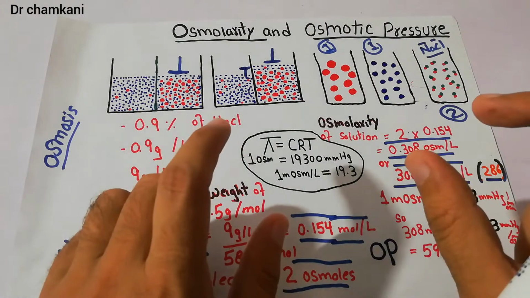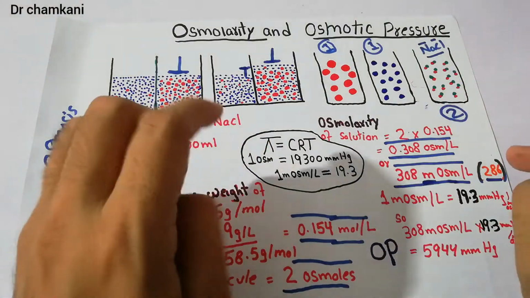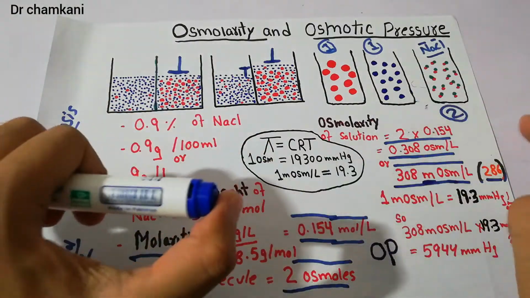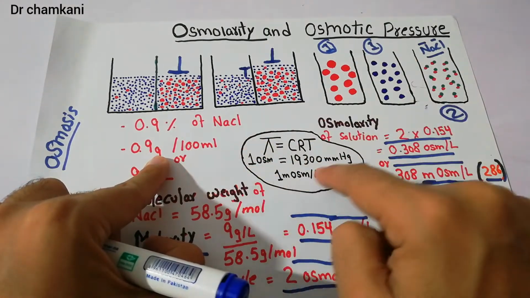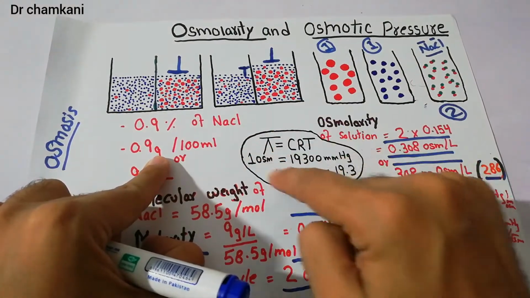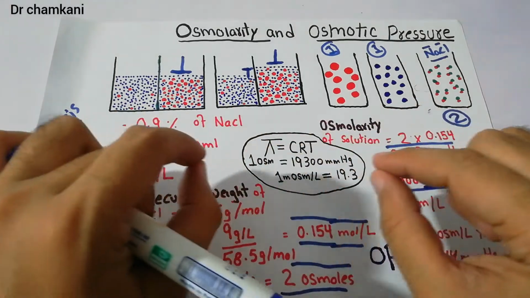Now we know that the osmotic pressure can be calculated by putting the value of osmolarity in the equation of osmotic pressure. This is the equation for osmotic pressure, and this is basically predetermined.